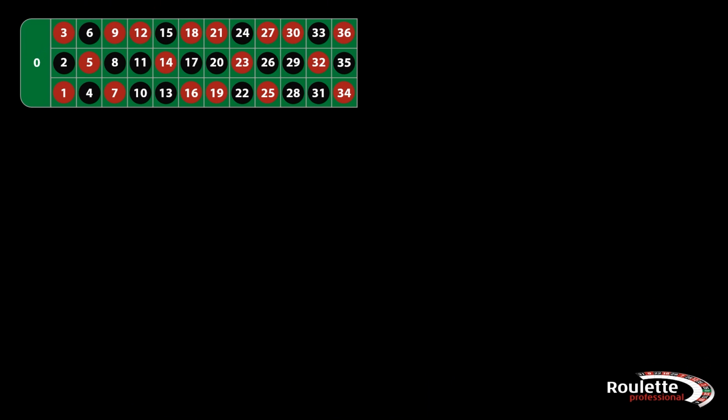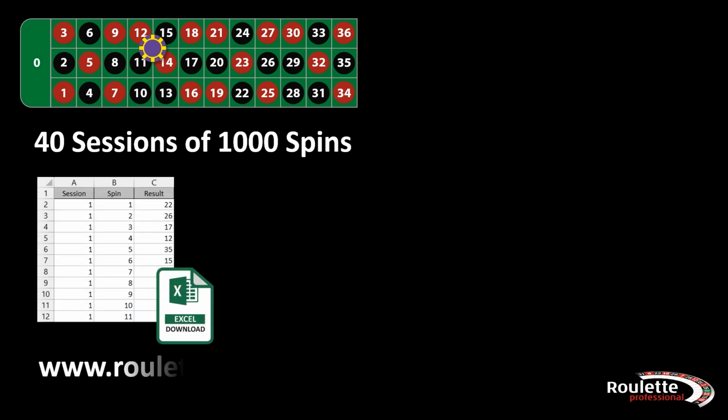First up is a simple flat bet that anyone watching the Do Casinos Cheat series will be familiar with, where we simply place one chip on the corner between 11 and 15. The spins we will be using have been RNG or random number generated, as 40 sessions of 1,000 spins. You can download a copy of these spins from our website if you wish to conduct your own tests.